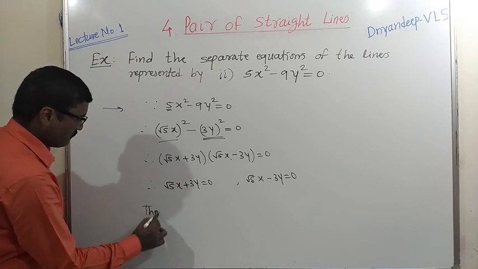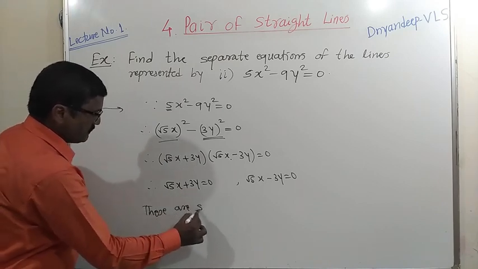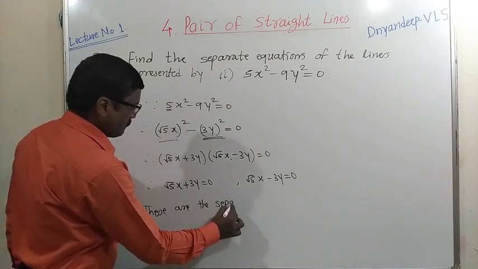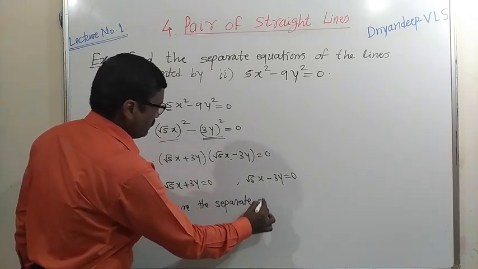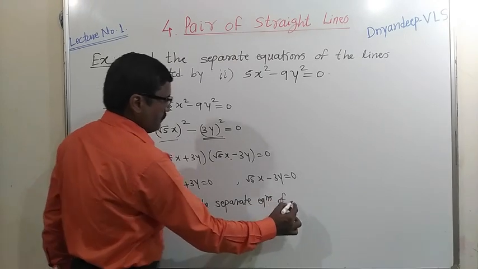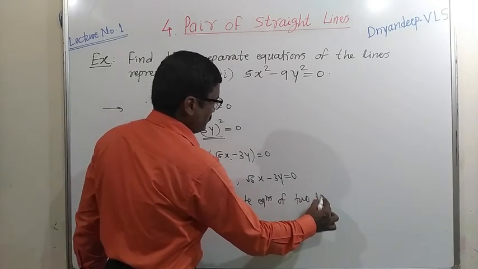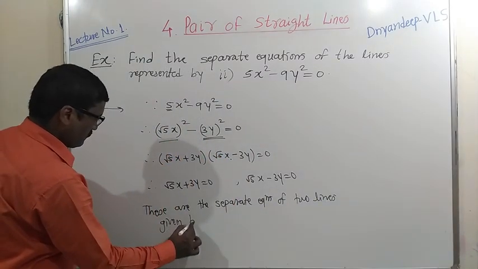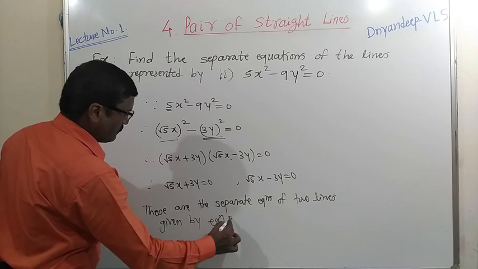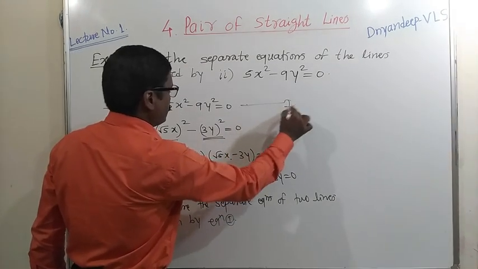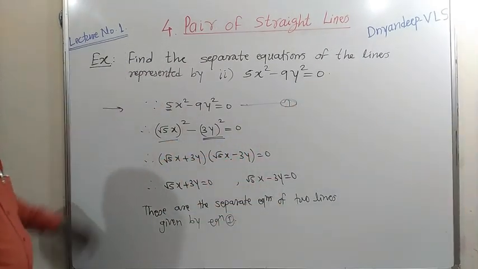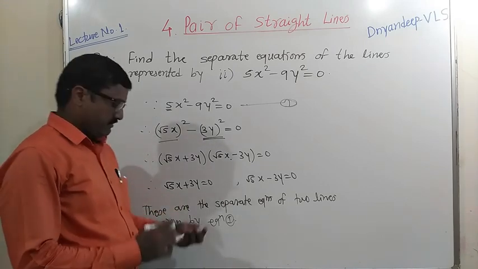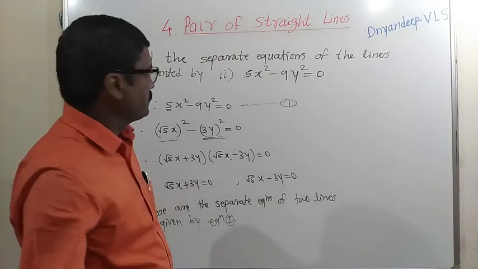These are the separate equations of the two lines given by equation 1. So this is the combined equation of two lines, and these are the separate two equations. Okay, let us see the next one, the third.